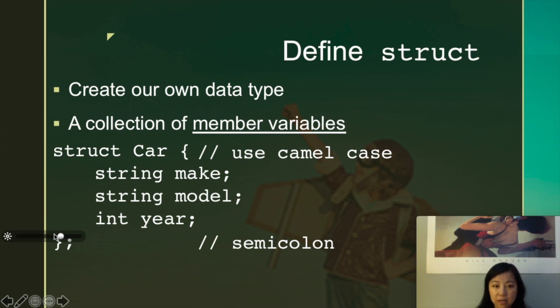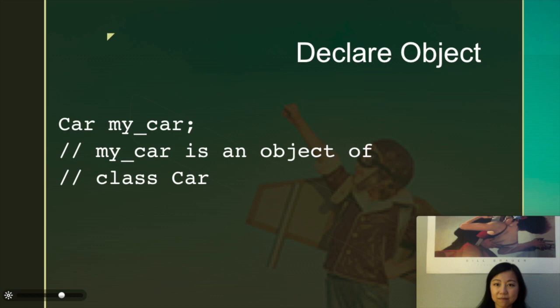For a struct, at the end of the definition, you would use a semicolon. This is blocking it. If you miss the semicolon, it will cause a syntax error. So remember it, because even I forget it sometimes.